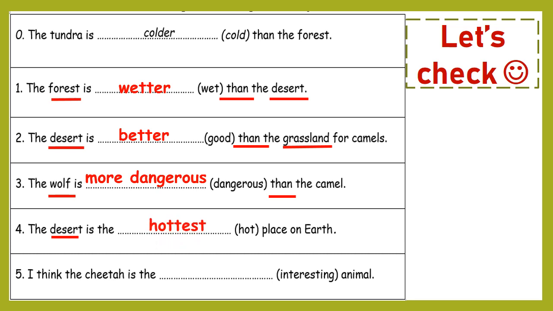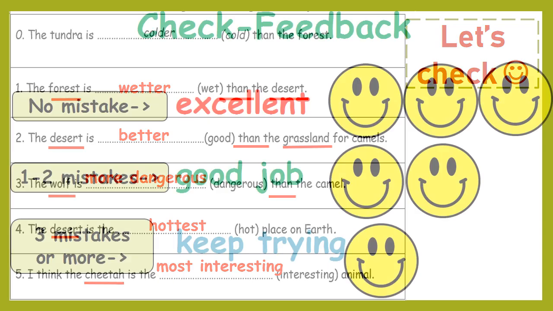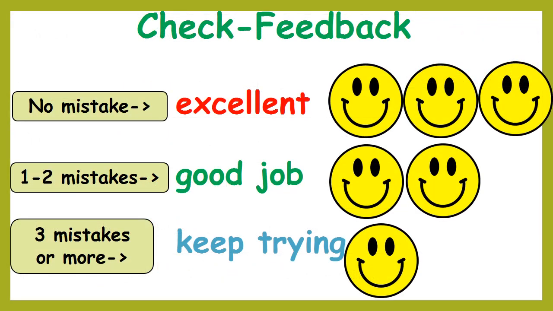Number 5, the same. We don't compare two things, we compare more. So we use superlative form, and this is most interesting. We have, I think, cheetah is the most interesting animal. And now, let's check. If you have no mistakes, you are doing an excellent job. If you have 2 or more mistakes, you are doing a good job. If you have 3 or more mistakes, you should keep trying.